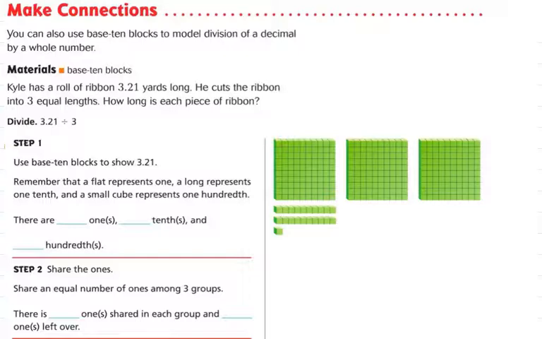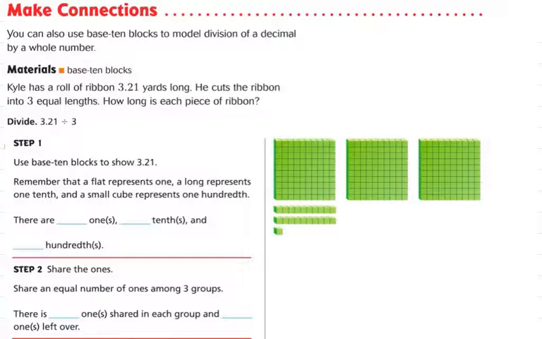So make connections is really when we're sinking our teeth into the problem and making sure that we have a strong understanding of what the problems are asking for us. Because remember, our essential question at the beginning of this lesson was, how can you use the model to divide a decimal by a whole number? So now we are on make connections.